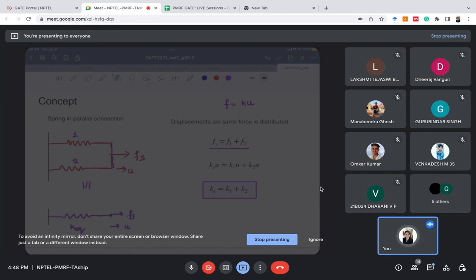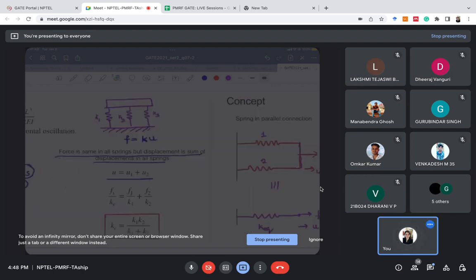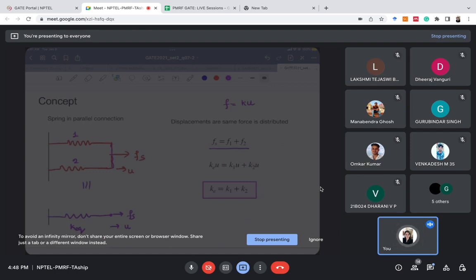If you don't want to remember the derivation, it is okay. It is not at all required. You just should remember that whenever the springs are connected in series, the formula of equivalent stiffness is K1 K2 divided by K1 plus K2. And whenever the springs are connected in parallel, then K equivalent is K1 plus K2. The derivation is not at all important.